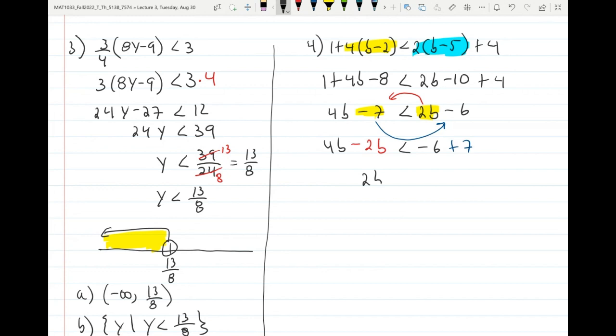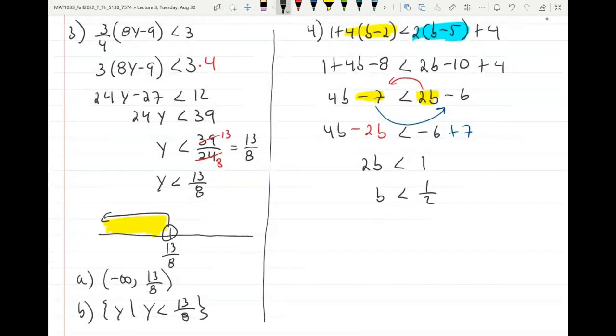So simplifying, we get 2b less than positive 1. Negative 6 plus 7 is 1. And then divide by 2. 2 is a positive number, so nothing to worry about. We don't have to flip it. So b is less than 1/2. Questions?